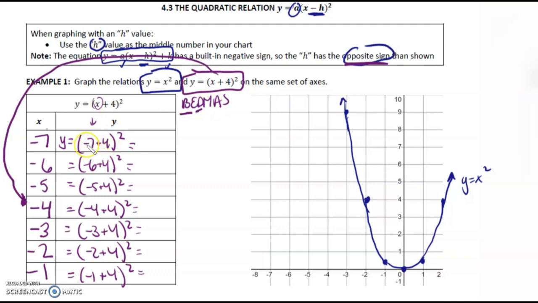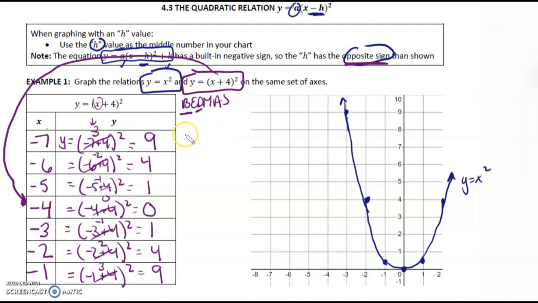Negative 7 plus 4 is negative 3. Negative 3 squared is 9. Negative 6 plus 4 is negative 2. Negative 2 squared is 4. Negative 5 plus 4 is negative 1. Squared is 1. Negative 4 plus 4 is 0. Squared is 0. Negative 3 plus 4 is negative 1. Squared is 1. Negative 2 plus 4 is 2. Squared is 4. And negative 1 plus 4 is 3. Squared is 9.